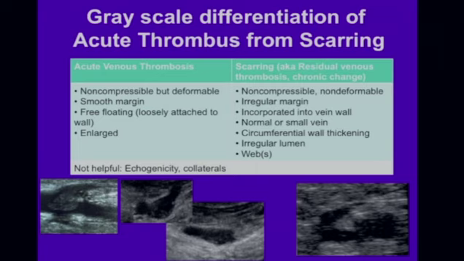So in summary, the grayscale differentiation of acute thrombus from scarring can differentiate acute from chronic in over 95% of patients. In the acute venous thrombosis, we're looking for non-compressible and deformable veins with a smooth margin. They may be free-floating, although this is less frequent, and the vein is frequently enlarged. The scarring or residual venous thrombosis has a non-compressible, non-deformable material in the vein in a regular margin, and it's incorporated into the vein wall. The vein size is either normal or small. You may see circumferential wall thickening, irregularities of the lumen, or webs.